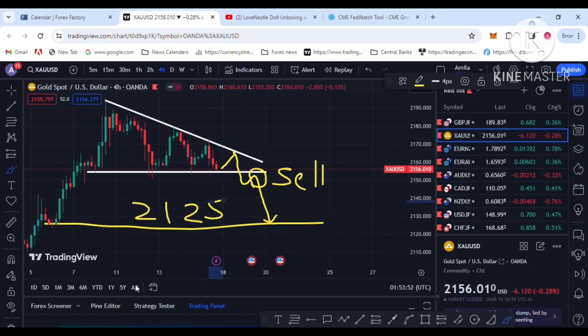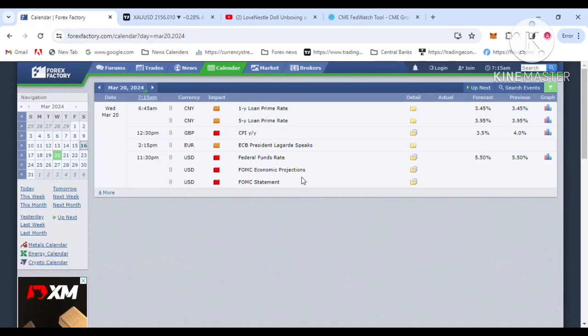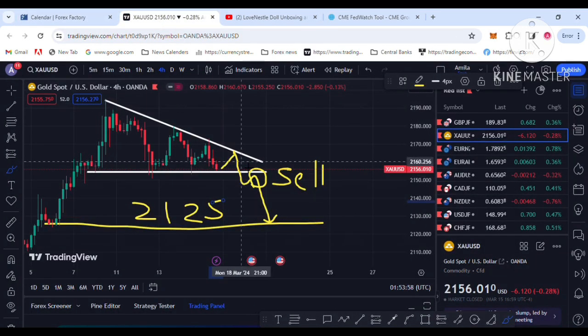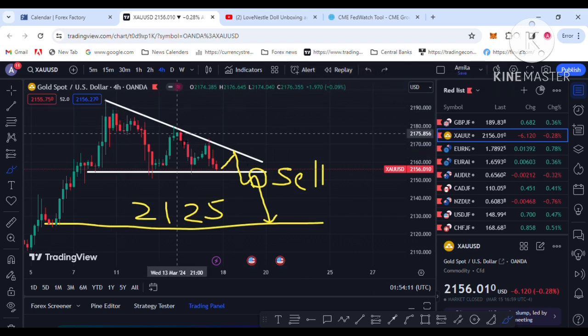Powell's hawkish tone at the press conference will be a reason for dollar demand as an economic event. So technically this point is the sell opportunity for gold next week. I am not expecting a breakout to the upside. I am expecting a breakout to the downside.